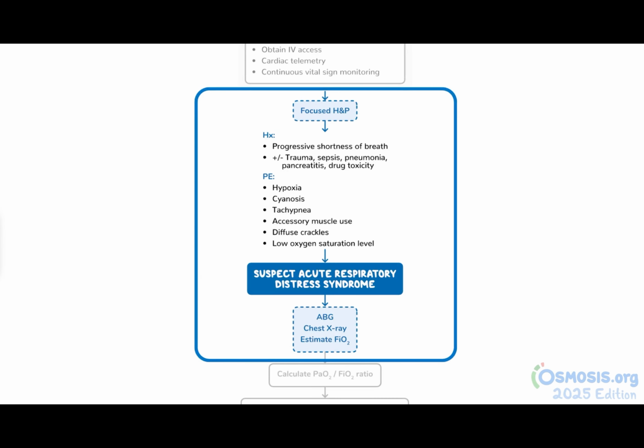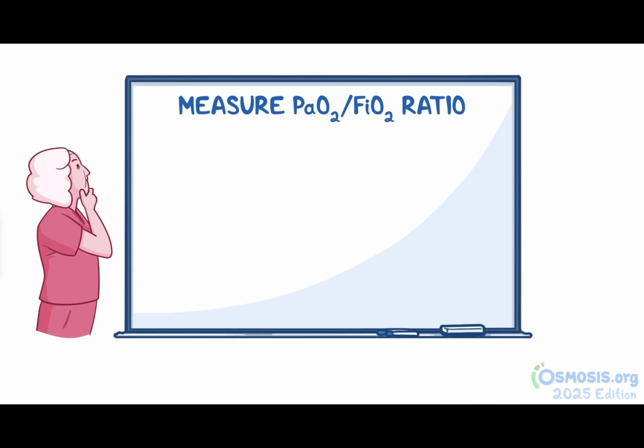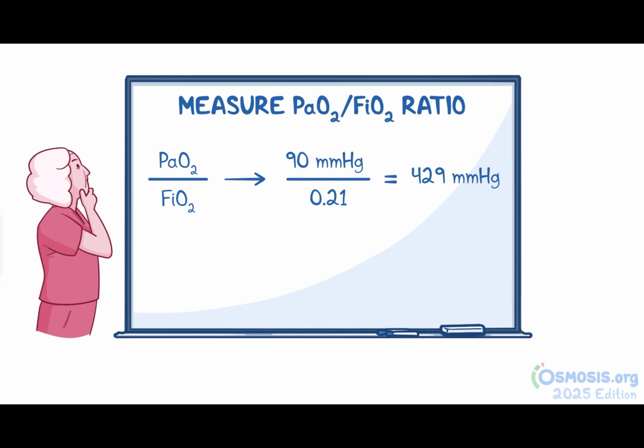Your next step is to measure the PaO2-FiO2 ratio by dividing the patient's arterial oxygen level, or PaO2, by the estimated FiO2. For example, if a patient's ABG shows a PaO2 of 90 millimeters of mercury in their breathing room air, which has an FiO2 of 0.21, then their PaO2-FiO2 ratio is 429 millimeters of mercury. Normal PaO2-FiO2 ratio is between 400 and 500 millimeters of mercury.